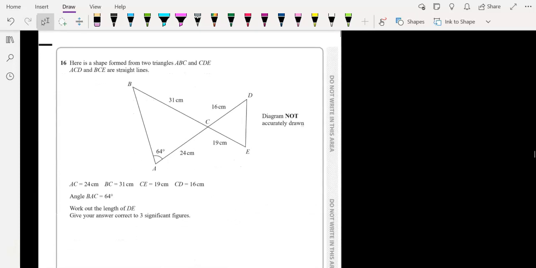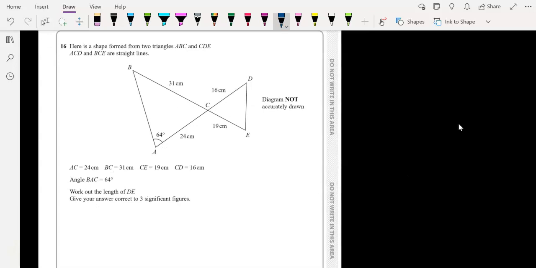Question 16. Here is a shape formed from two triangles ABC and CDE. AC is 24, BC is 31, CE is 19, CD is 16, angle BAC is 64. All this information is already marked in the diagram. Work out length DE. I need to find side DE.